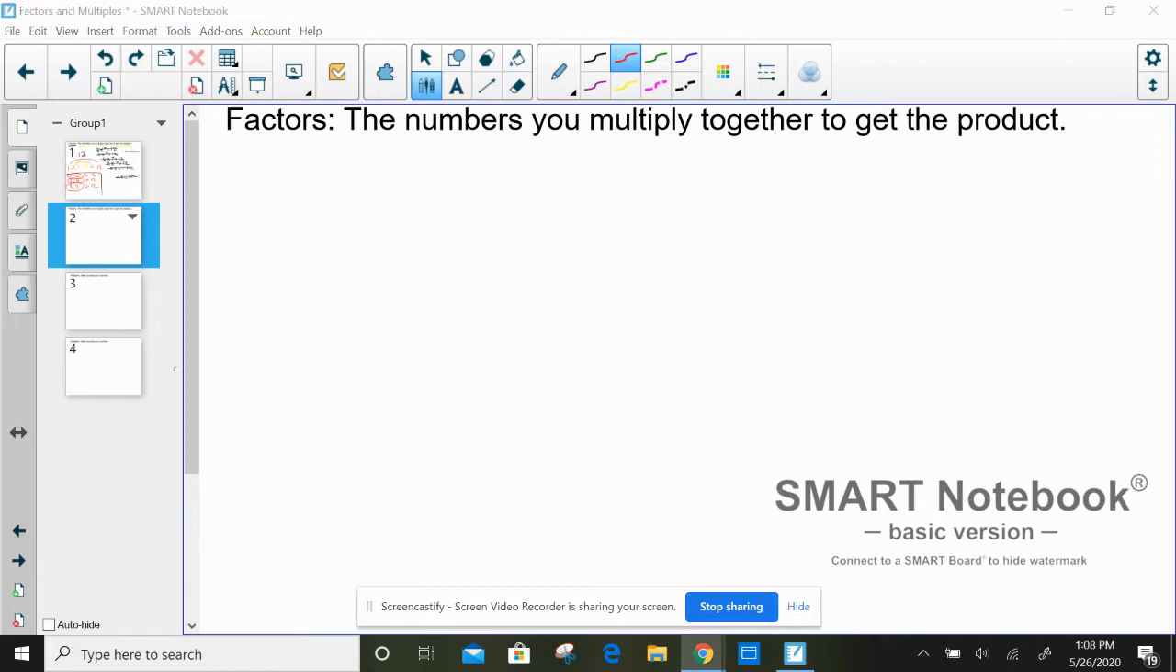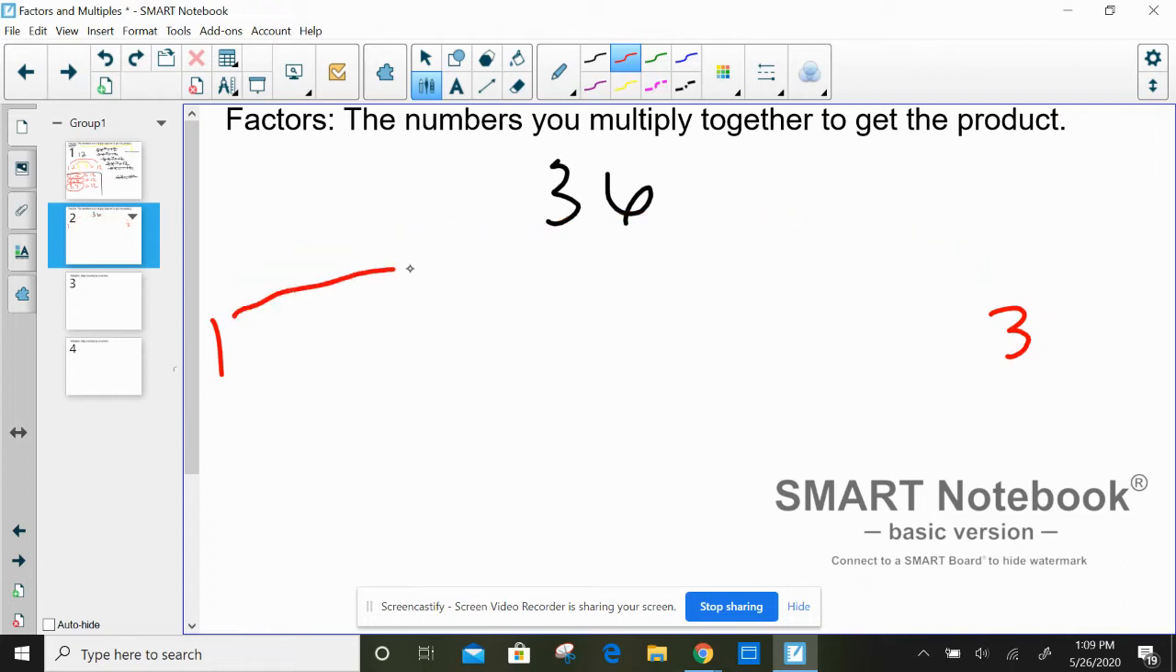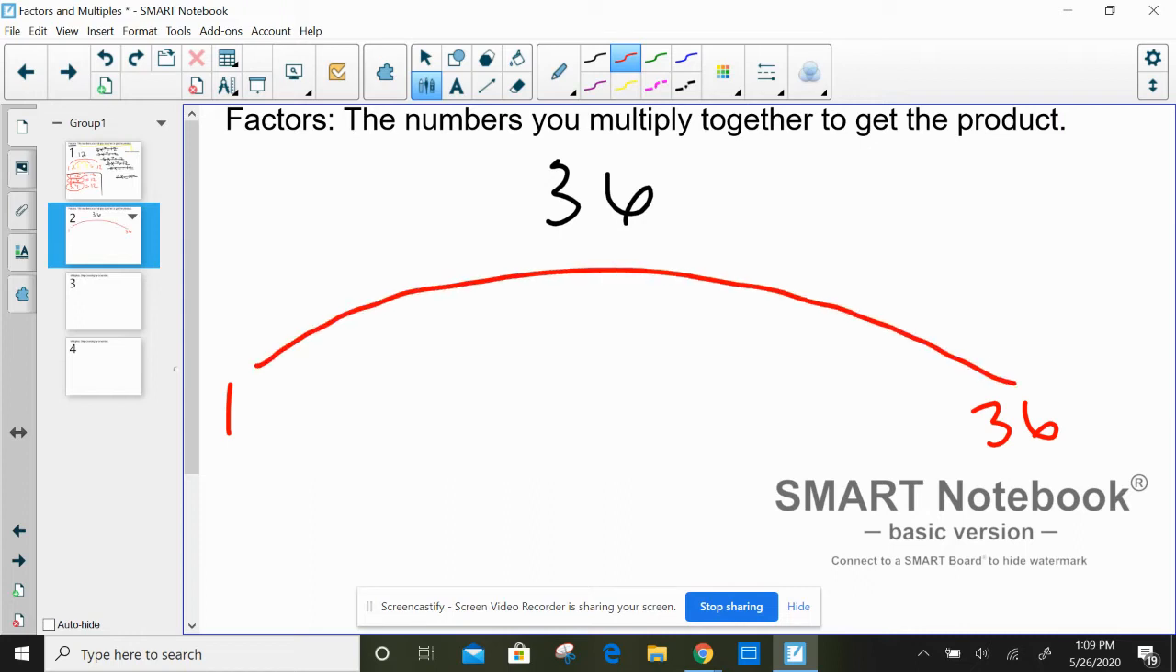Something a little bit more tricky. Let's do 36. Okay? So a factor rainbow for 36. The easiest way to always start is 1 and that number, right? 1 and 36. It's always an easy one to start with. 1 and the number that you're finding the factors for. Okay? Then, I'll actually move these down a bit so we have a little bit of room for our rainbow. And then 2. So let's see. All you have to do is ask yourself, does 2 times something give me 36? Yes, 2 times 18, right? So put a 2 here and an 18 here.